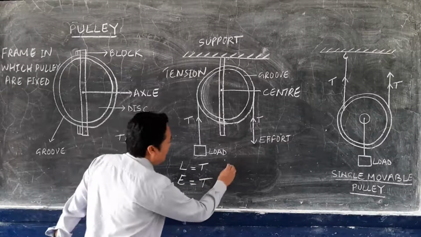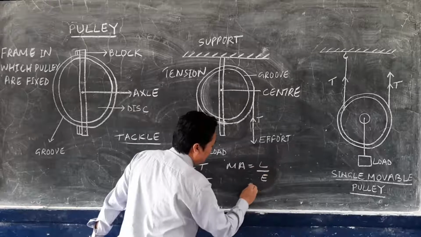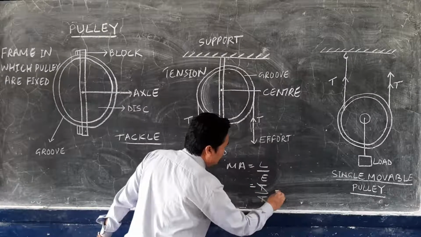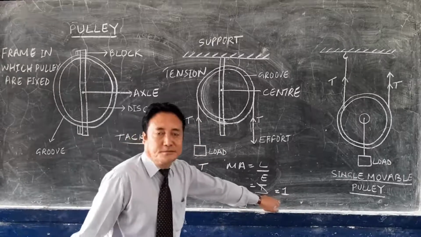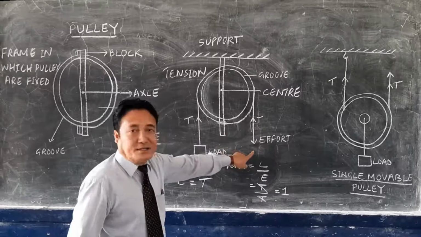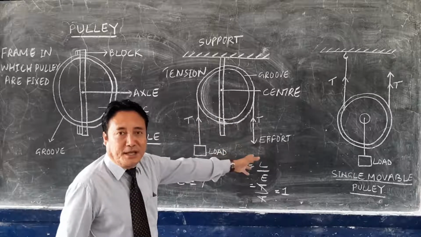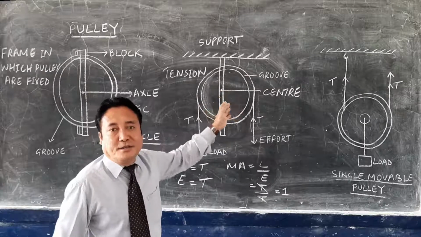So therefore, mechanical advantage equals load divided by effort. Load equals T, effort equals T, T cancels, equals 1. So the mechanical advantage equals 1. There is no gain in the mechanical advantage, but these single fixed pulleys are widely used.